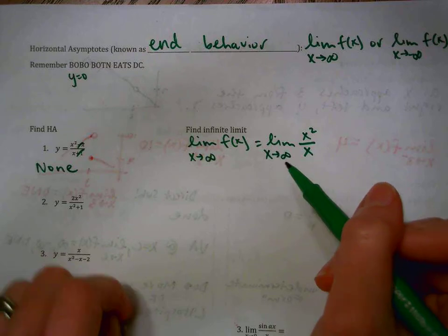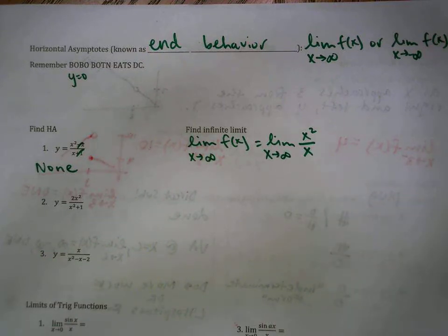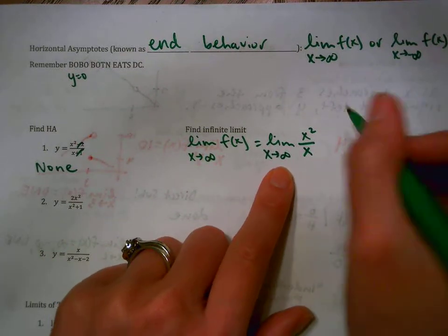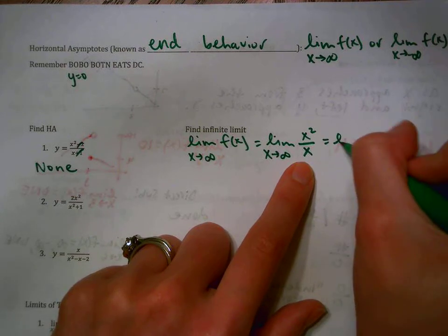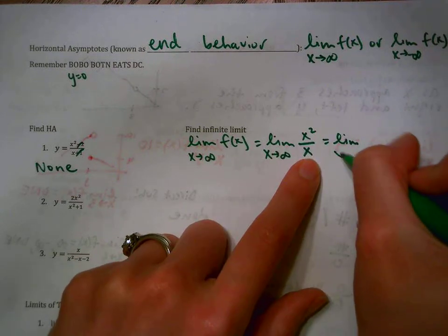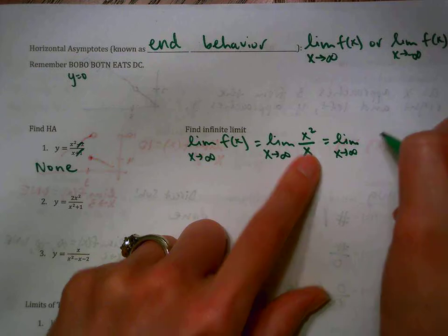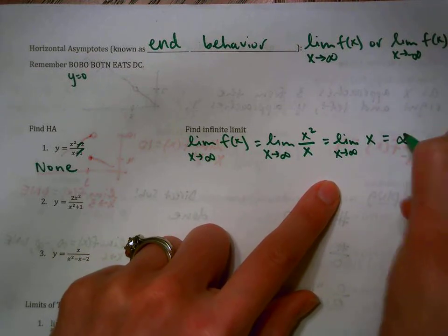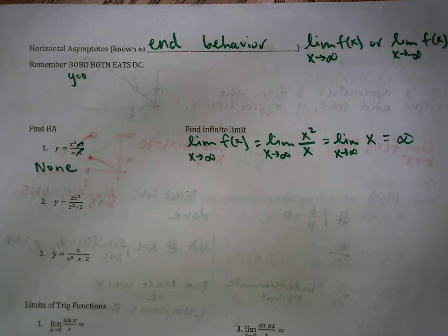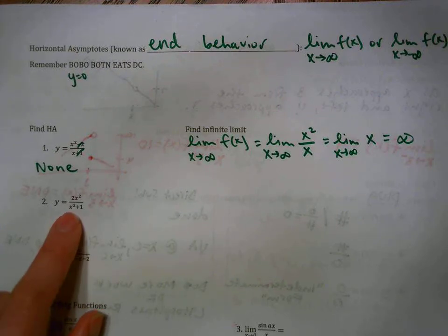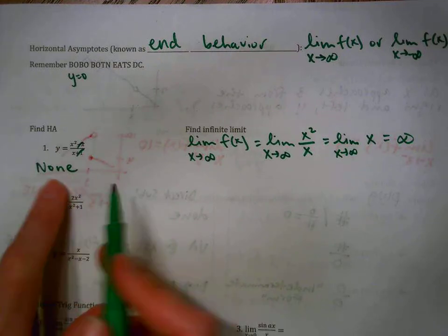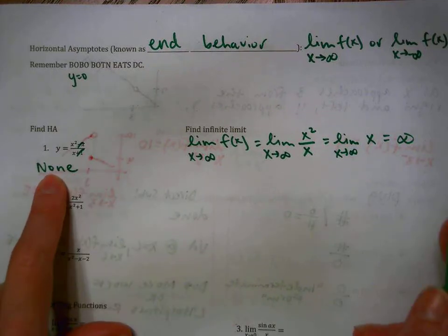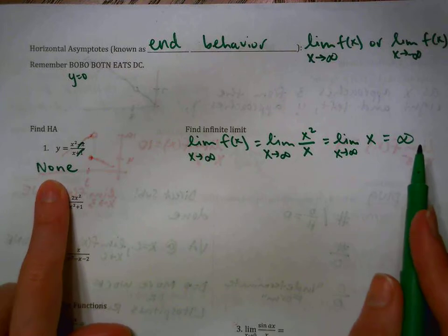So now you can just always think about plugging in infinity. Or simplifying this first, actually, would probably be best. So x squared divided by x would leave you with just x. So now if you think about plugging in infinity, the limit equals infinity. So same thing here. If we first think about horizontal asymptote, if it's none, the answer is going to end up being infinity or negative infinity.